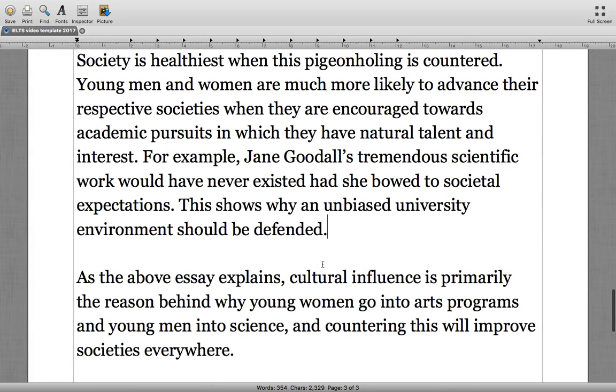As the above essay explains, again, right, we're linking all the different parts together. Cultural influence is primarily the reason behind why young women go into arts programs and young men into science. And countering this will improve societies everywhere. Okay, so very clear connection back to the essay question.